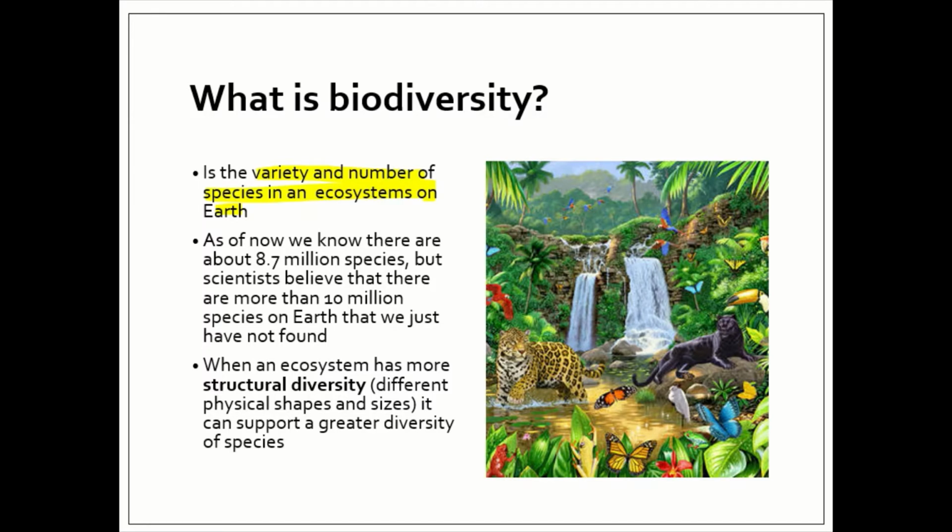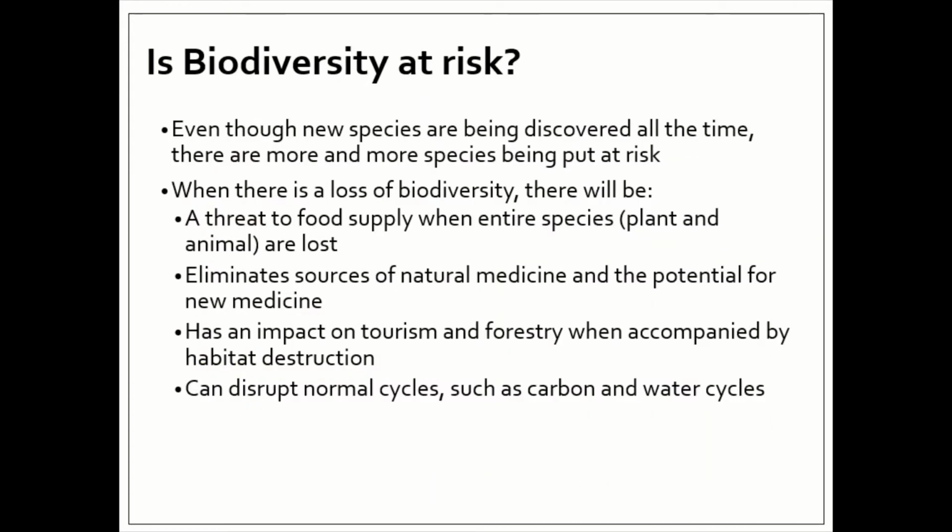If you think of the Amazon, it has lots of layers of forestry that help support lots of different species. And that's what's known as structural diversity, because it can support species of all different ranges and sizes. We need to be concerned because you're starting to see a huge decline in your biodiversity, and that's putting a lot of things at risk. We have food supplies, medicine, it's going to disrupt different cycles.